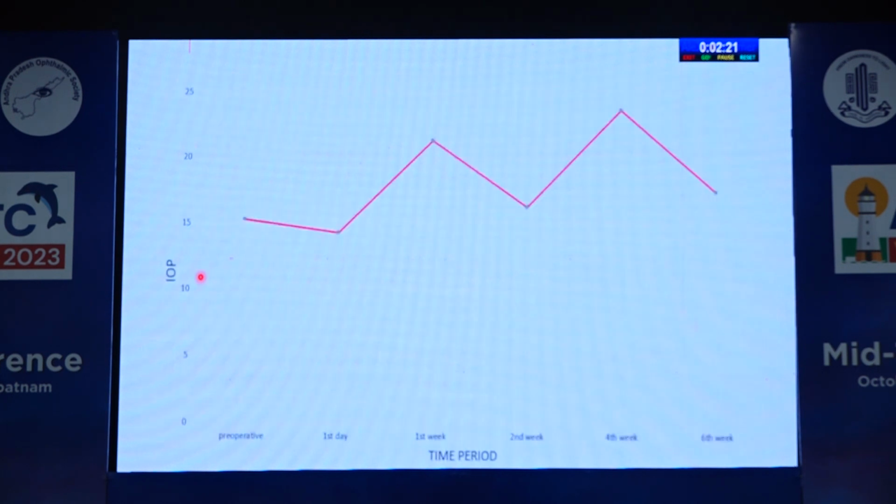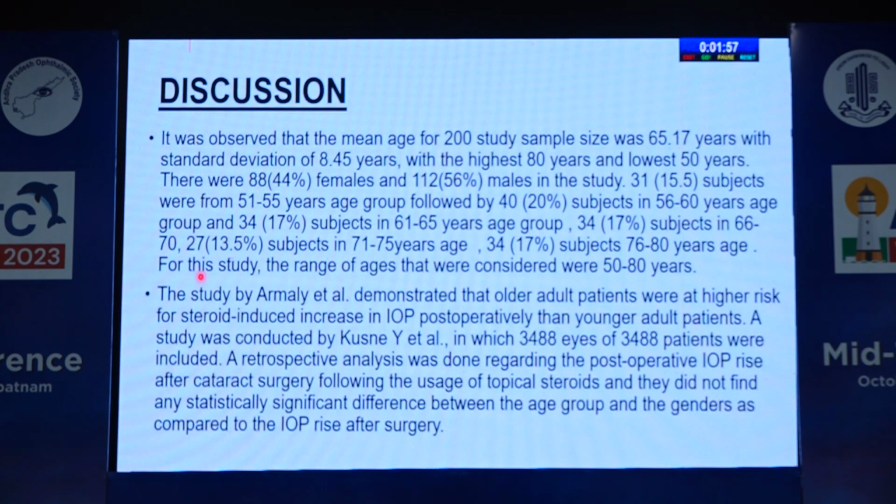That itself shows, in this graph you can see, on the first day there is a dip in the intraocular pressure, but at the end of the first week there is a rise in the intraocular pressure, probably because of inflammatory factors also. Then in the second week the pressures have come down to near normal, but by the end of the fourth week the pressures have shot up. And when we tapered the medications, by the sixth week the pressures have come down, but not to the baseline.